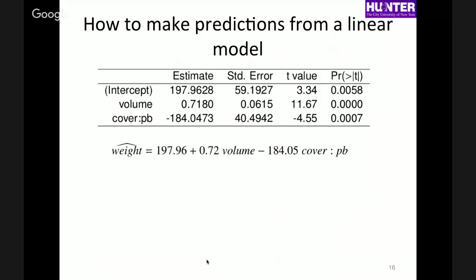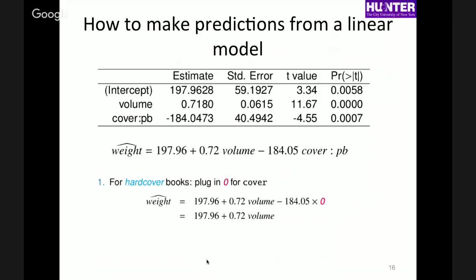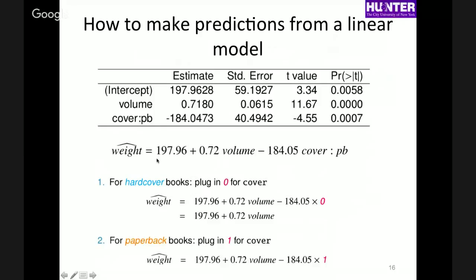Okay, we've covered how to make predictions. Here it is written down, so you'll have it in your notes. This is your equation, your predicted weight. This hat over it just means it's predicted. It's the intercept plus the slope for volume times volume minus 184.05 if cover is paperback. Any questions?